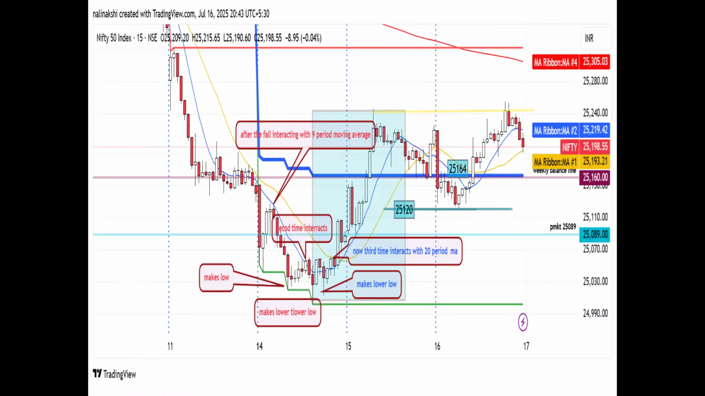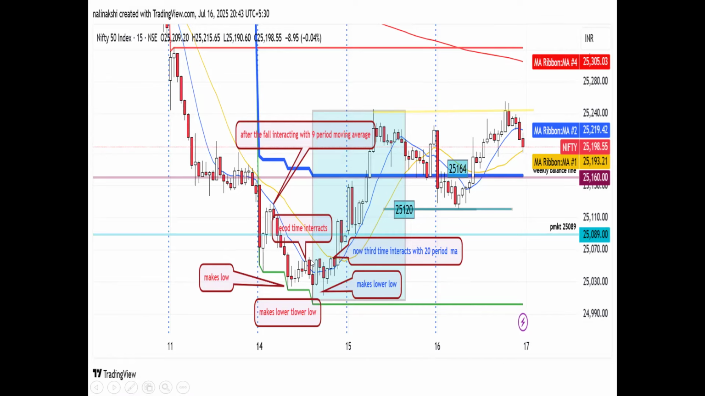After interacting with the 9-period moving average, people do make the mistake of immediately thinking it is a reversal. No. Why? Because the market has fallen down. It is not a reversal. Even after interacting with the moving average, it did not show strength. It started moving down, made a lower low, and then again, you can see the difference over here. The second time, the market started pulling up.